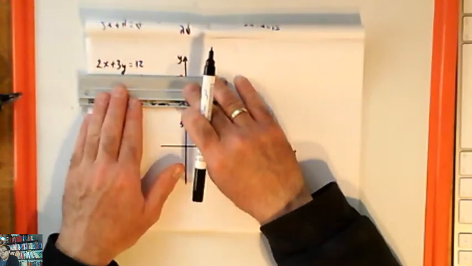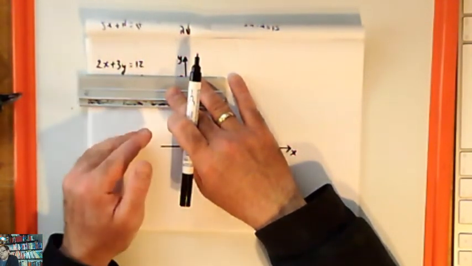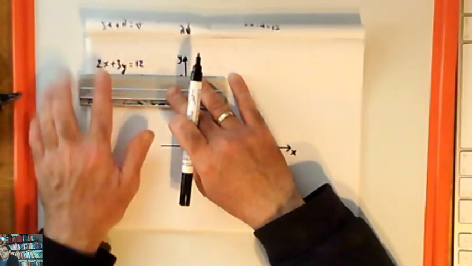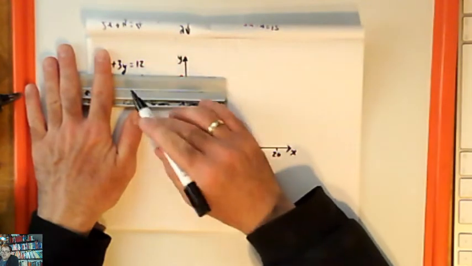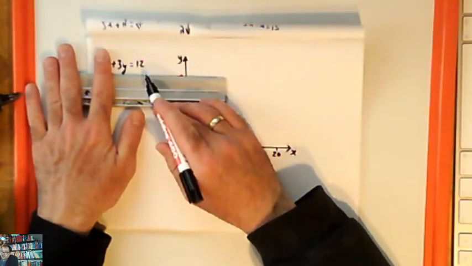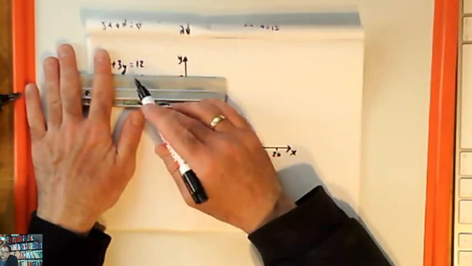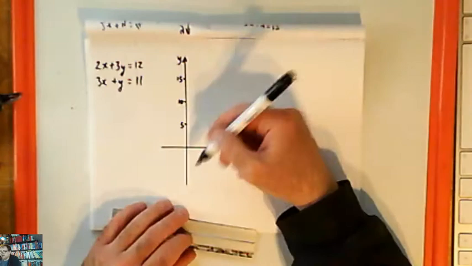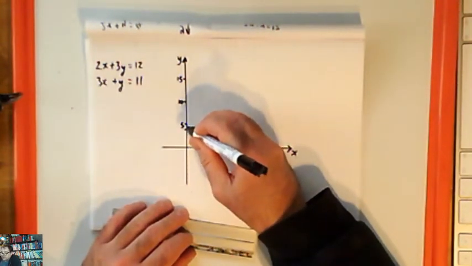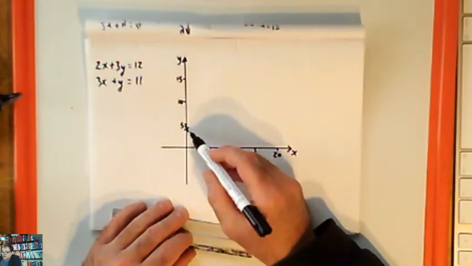I can draw the line of that by thinking about what happens when x is 0 and what happens when y is 0. So when x is 0 in this, then the 2x bit just disappears and you get 3y equals 12. So if 3y is 12, y would have to be 4 to balance that. So when x is 0, y equals 4. So that gives us a point on the graph, (0, 4). When x is 0, y is 4.